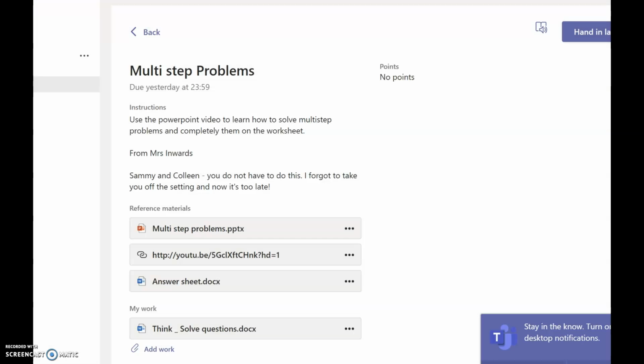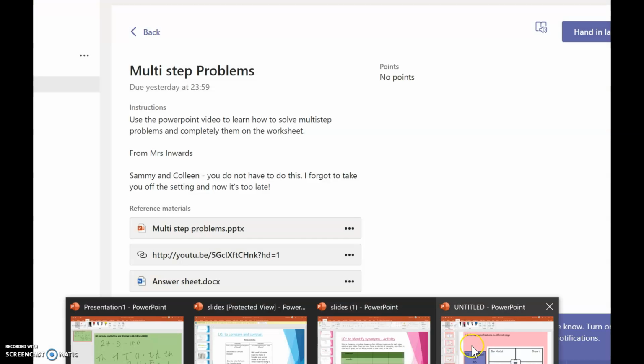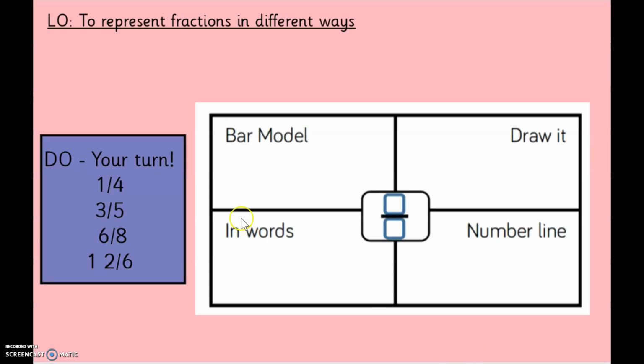I want you to go now and have a go at doing these for the fractions on the board. So you have 1/4, 3/5, 6/8 and 1 2/6. Once you've done that, come back to this video because I want to go through a think question with you, and then there are some think explain questions for you to do on your own.